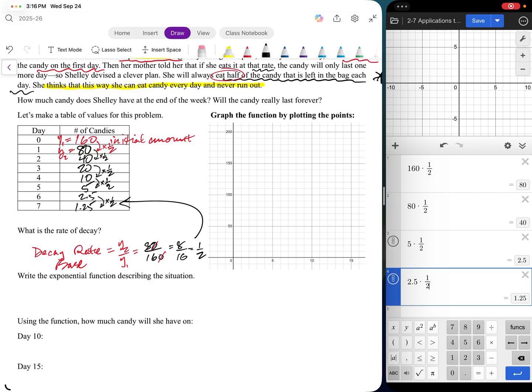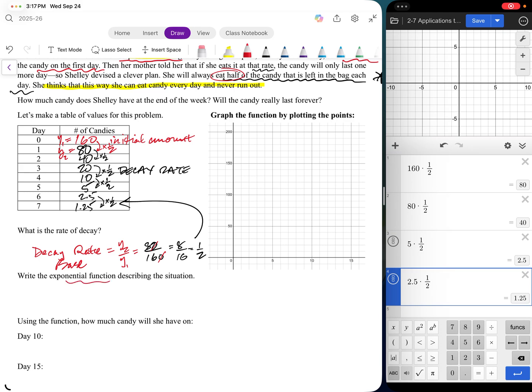The decay rate is right here. It's the multiplication factor that you use to get to the next value. 160 times 1/2, or 1/2 of 160, is 80, and so on. So we kind of already knew that, but there you go. All right, and it says write an exponential function describing the situation.